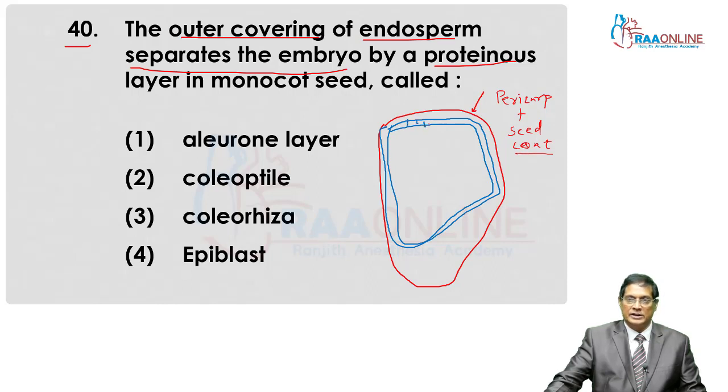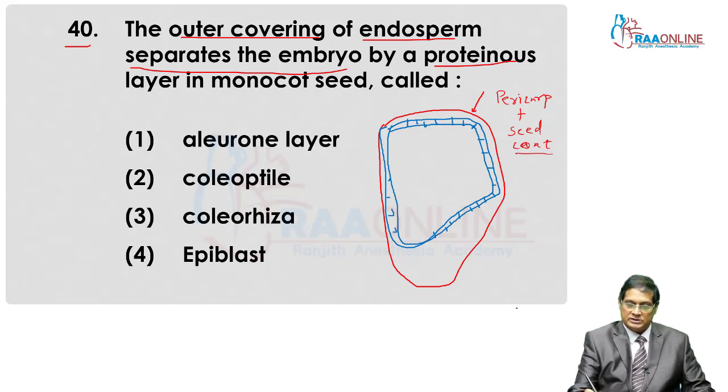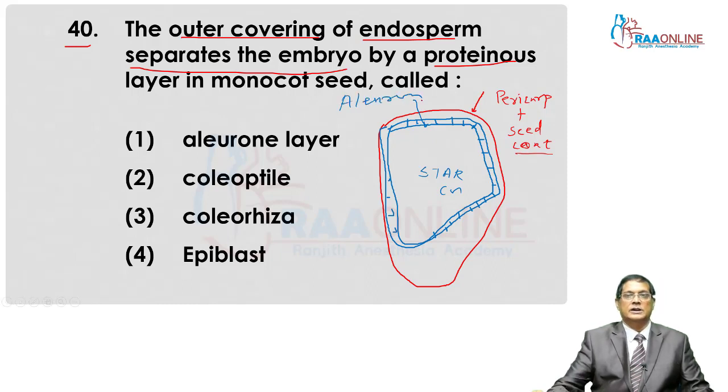This is the aleurone layer and it is protein rich, because in the cells aleurone grains are present and these grains are rich in protein. Whereas towards the inner side, starchy endosperm is there. This is starch-containing endosperm. So the answer is aleurone layer.